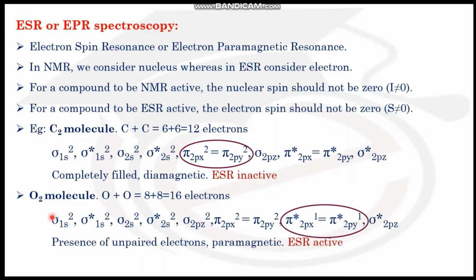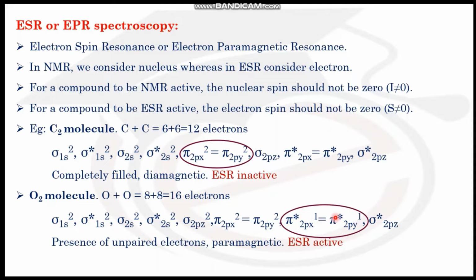Here you can see that this oxygen molecule is paramagnetic in nature. That means it is ESR active. A compound is ESR active if the electron spin is not zero, or if the compound contains an unpaired electron, or if it is paramagnetic. If the compound contains paired electrons, then it is ESR inactive. That is the idea you have to build.